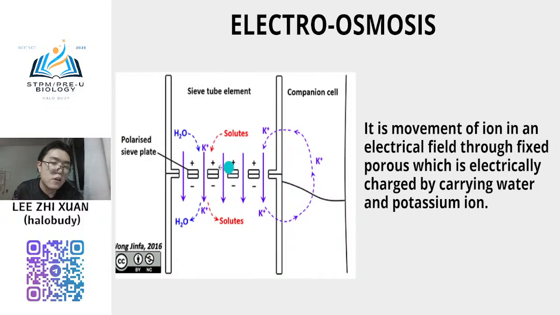negatively charged, so it will repel any anion molecule. We know that in electrical charge, the same charges repel each other. So it can only attract cation molecules. So what kind of cation molecule? In the plant, the potassium ion plays the role of the cation molecule.